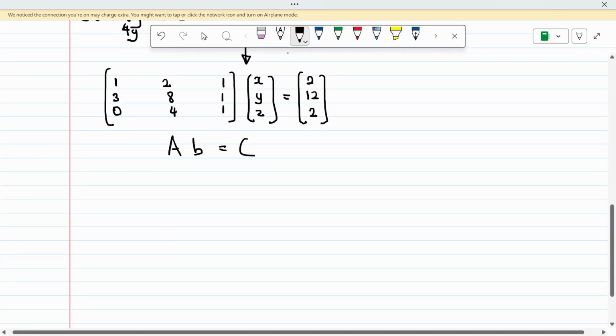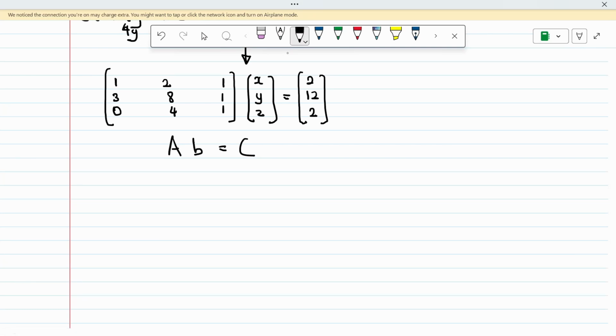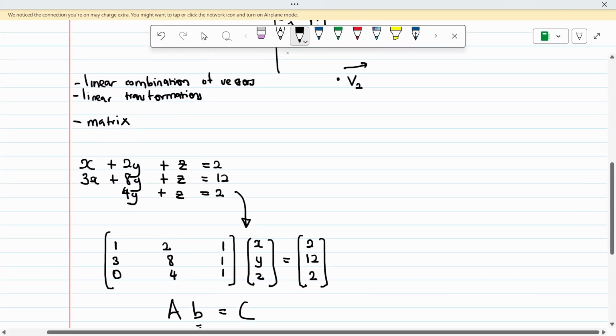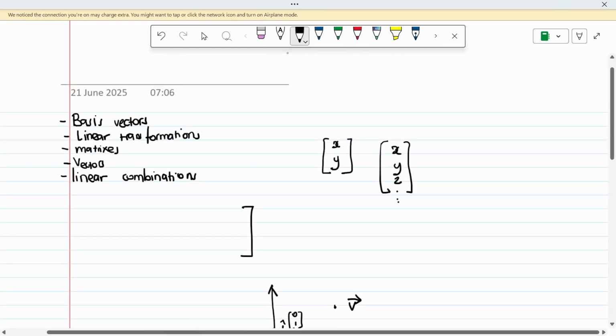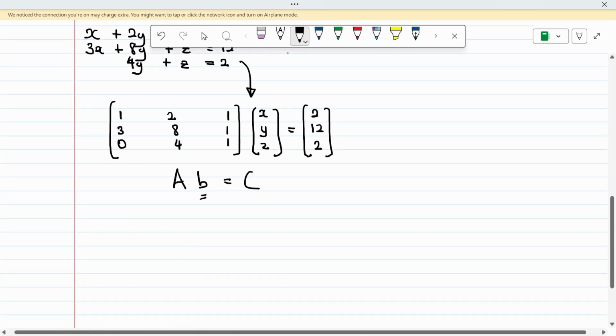Then we looked at how we can use elimination and back substitution to find out which vector B the transformation of matrix A was applied to, to get that. That's how all we have looked at so far is related.